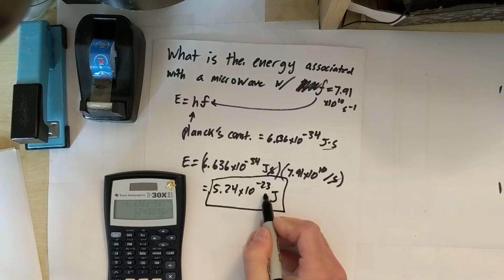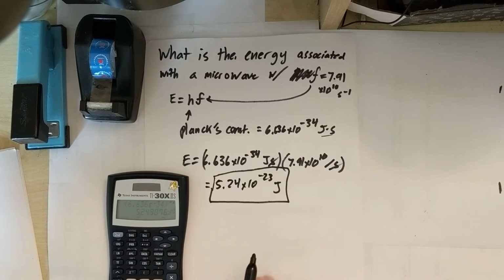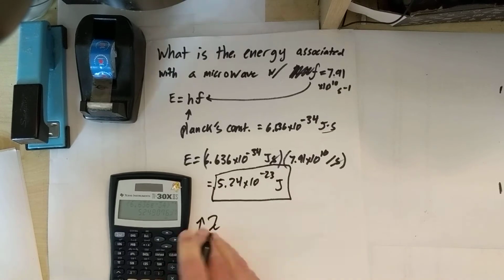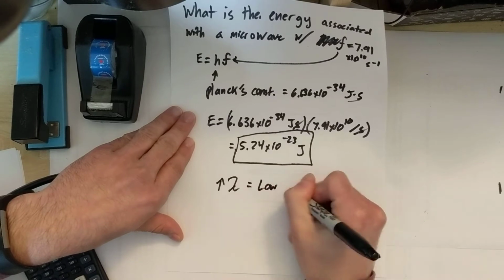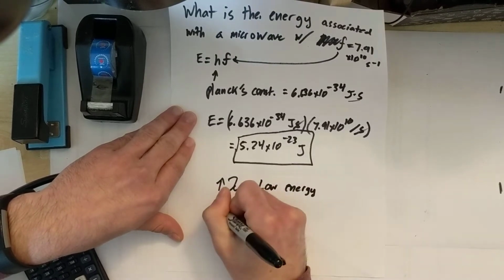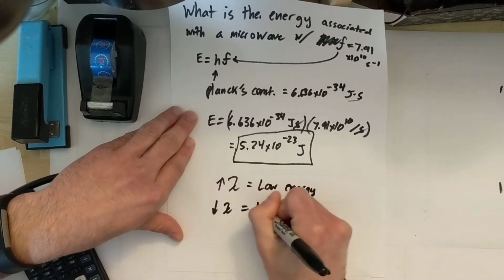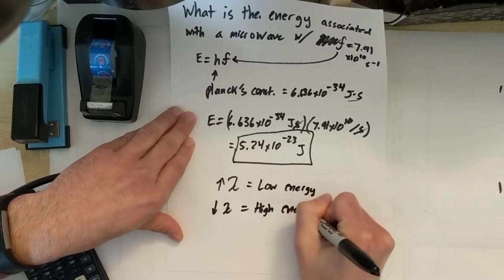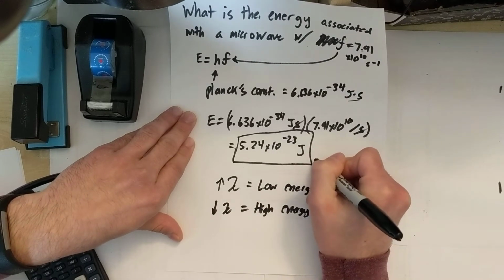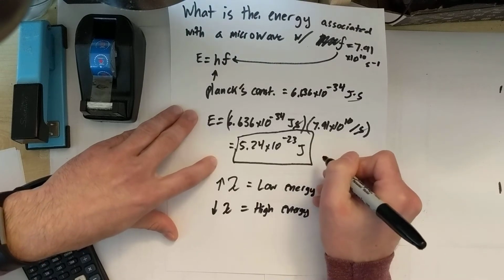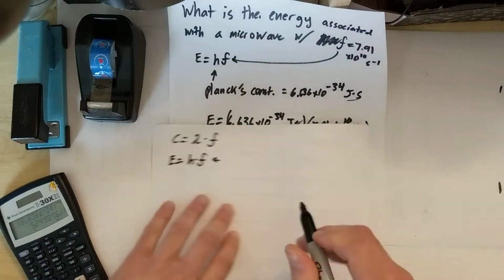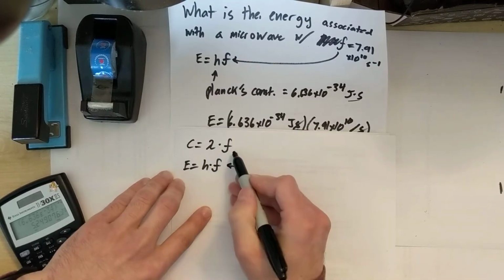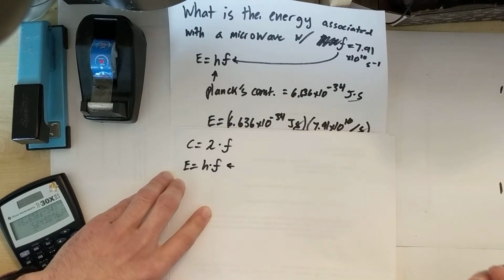Very small amount of energy. That's because microwaves are not ionizing. You should remember the trend that if we have a large wavelength, that's going to be low energy, and if we have a really short wavelength, we're going to have high energy. This is a very long wavelength. Just take my word for it for now. But if you wanted to do that calculation, you could use this formula, C equals lambda times F, to figure out what the wavelength is. Okay?